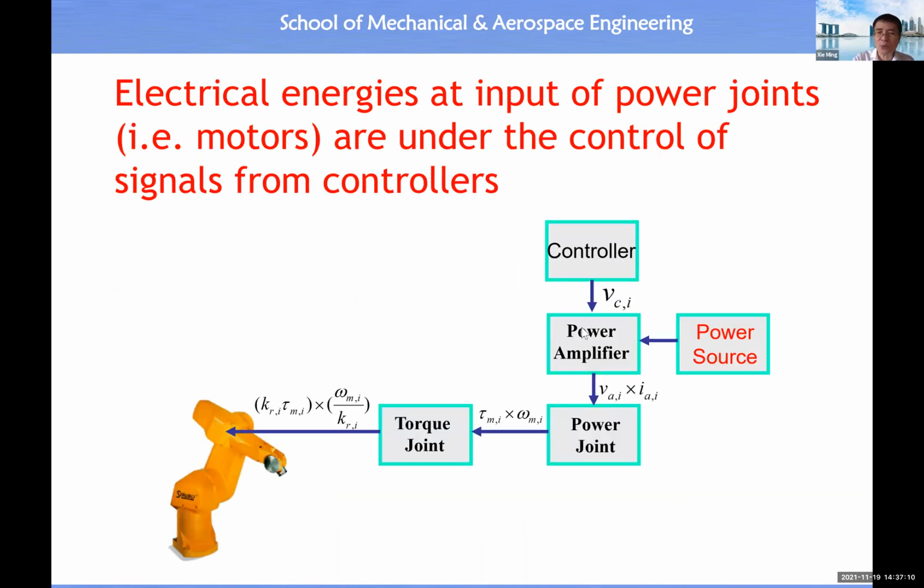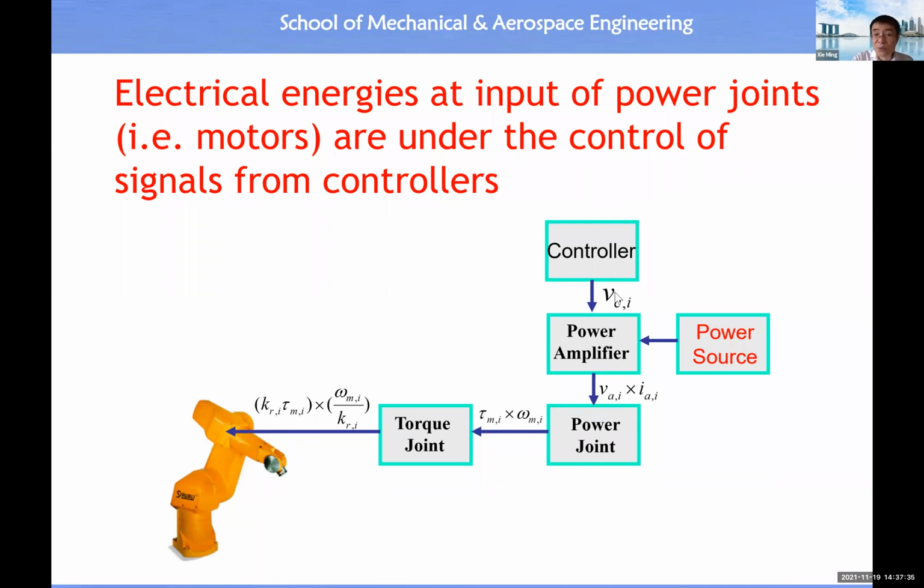The solution is to have a power amplifier. Then the power amplifier could be controlled by the signal from the robot's brain. The robot's brain is called a controller. All right. So then we need to know the relationship between this signal and this voltage, or this signal to this energy here.